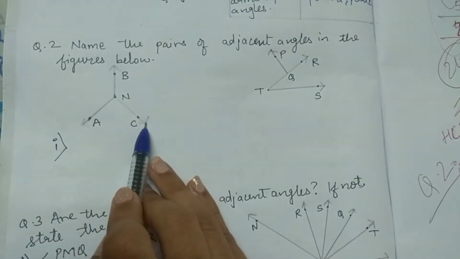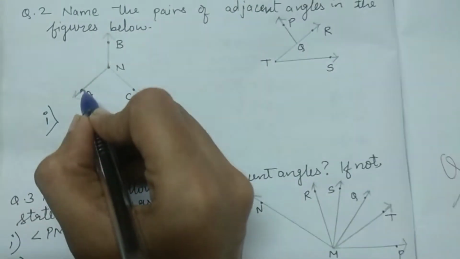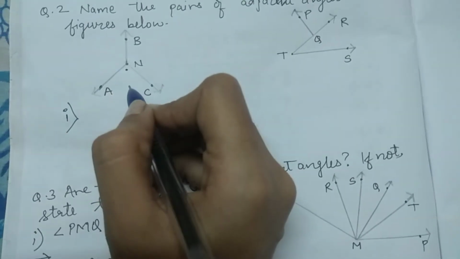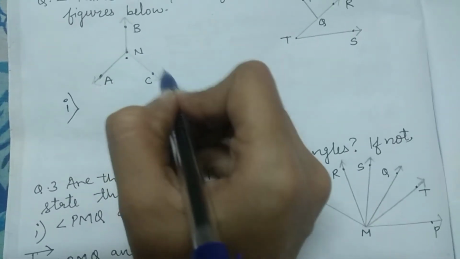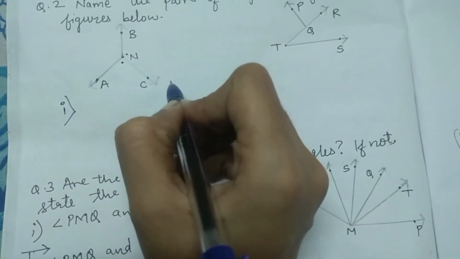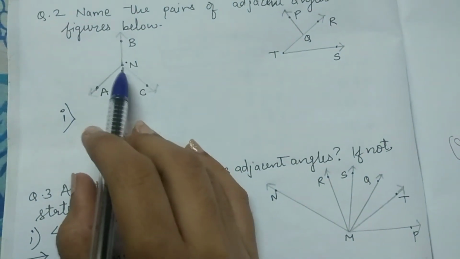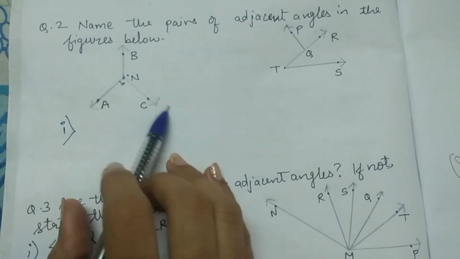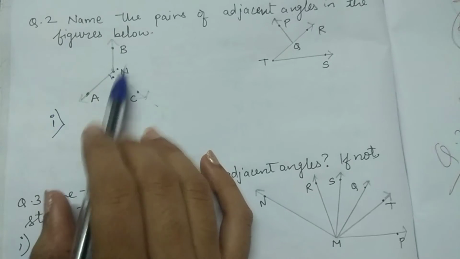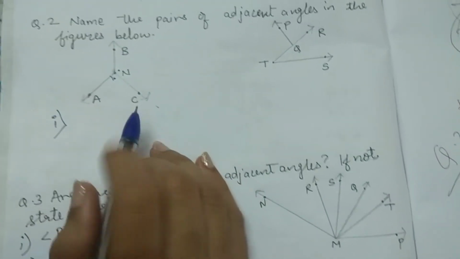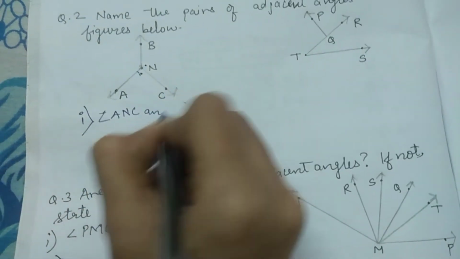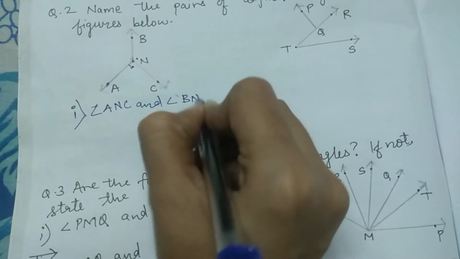Angle ANC. See this one. Angle ANC. This angle I am talking about. So even B and C are adjacent. A and C, B and C. N is the common vertex, NC is the common arm, and NB and NA are the arms on the opposite sides of the common arm. So how we will write: angle A and C and angle B and C.